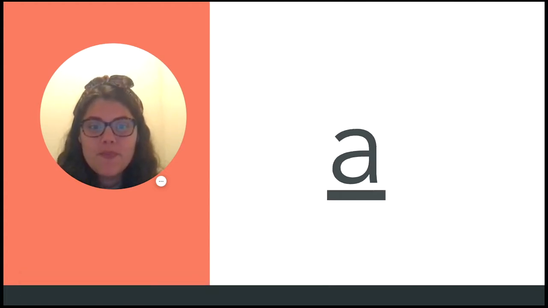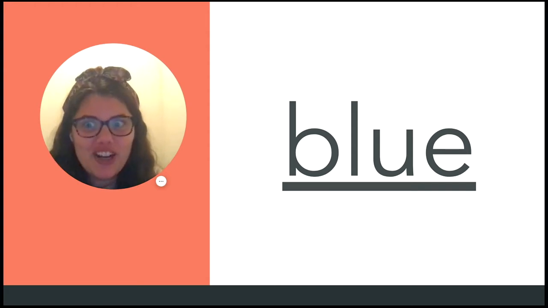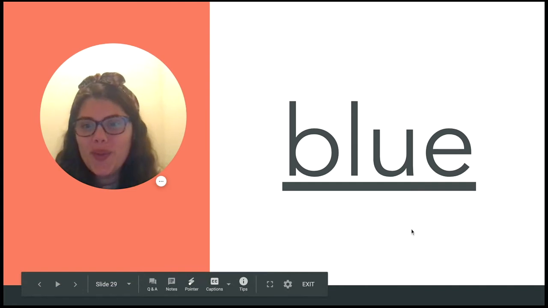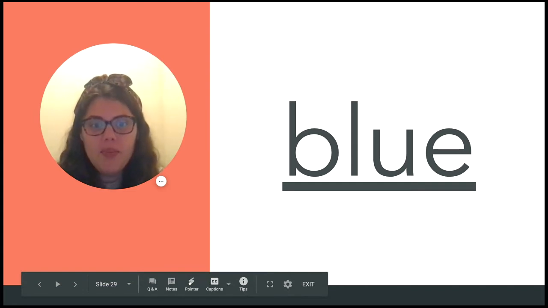That's right. What is the single letter word now? What is the single letter tricky word? This is a or a. Good job, friends. All right. Can you tell me what tricky word this color is? Blue. That's right, friends. Good job.